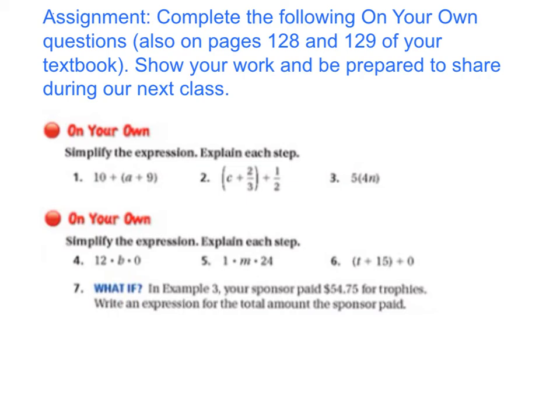Your assignment for this lesson is to complete the following on your own questions. They're also located on pages 128 and 129 of your textbook. Show your work and be prepared to share during our next class.